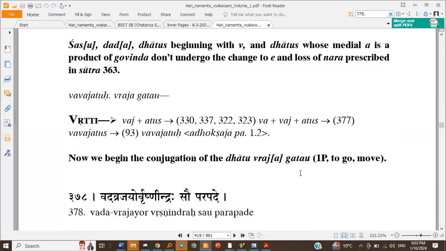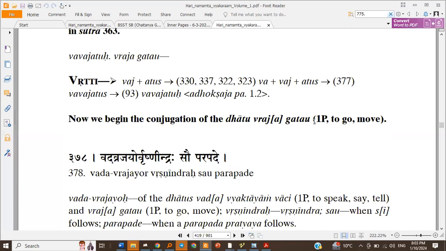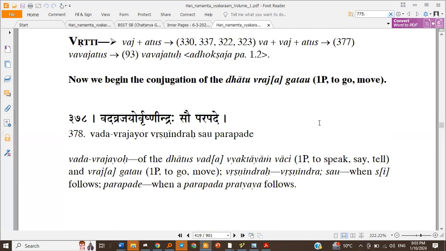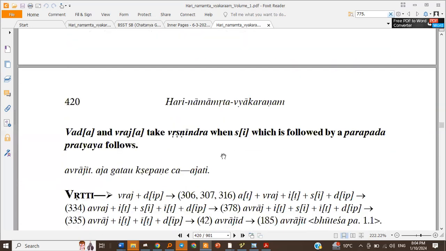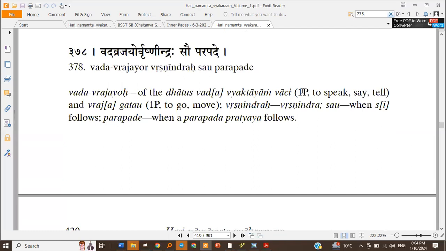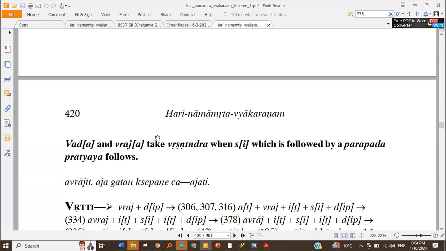Vavajatu, and so on. The next one is Vrajagatu. So Jiva Goswami is not doing all the forms now. He's just mentioning the exceptional ones where there are some exceptional rules. Vrajagatu, which means to move, to go. So Vada Vrajayor Krishnendraha Sau Parapade. Vada and Vraja, these two dhatus. Vada Vyaktayam Vachi, which means to say, speak, tell. Vrajagato is to move.